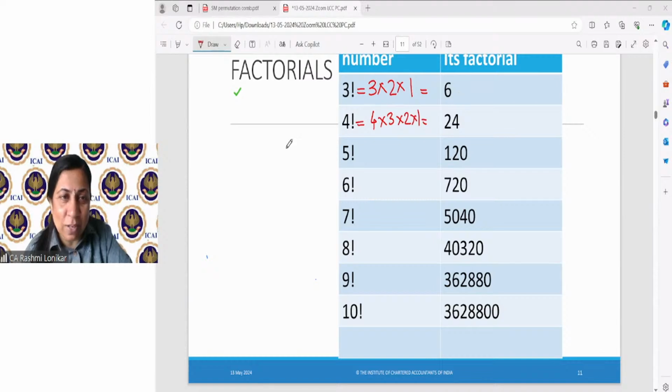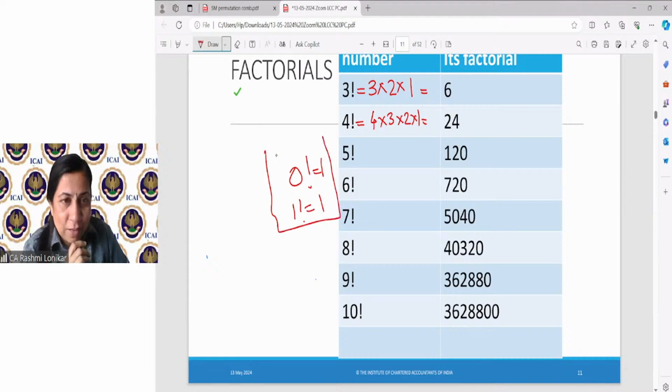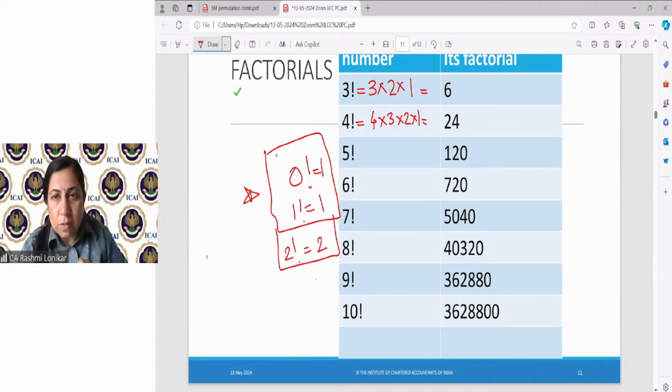0 factorial is 1. We will be doing that also. So that is in the special one. So 0 factorial is 1. 1 factorial is also 1. This is a very important thing that you must know. 0 factorial is 1, 1 factorial is 1, 2 factorial is 2. Okay. But most important is 0 factorial is 1, 1 factorial is also 1, 2 factorial is 2. Then after that, 3 onwards, things are changing. Okay.